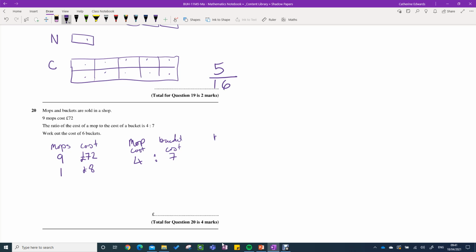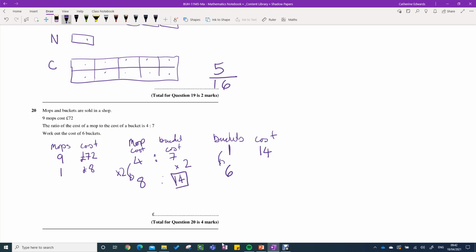So we want buckets and cost. And we want 6 buckets. So we need to know how much 1 bucket costs to work out how much 6 buckets costs. We know how much 1 mop costs. That's 8. So we're going to put 8 under here. We've doubled that 4. So we're going to double that 7. So now we know that 1 bucket costs 14.